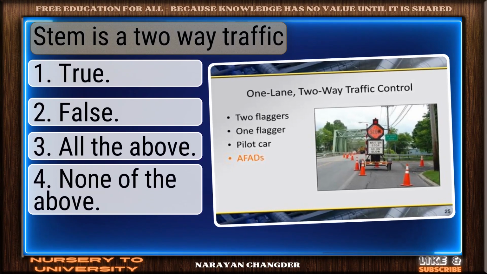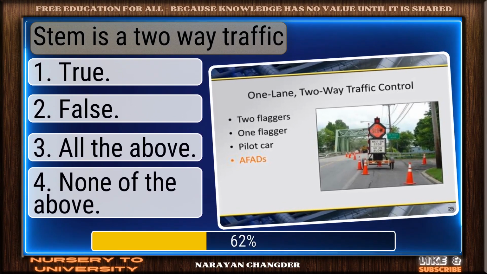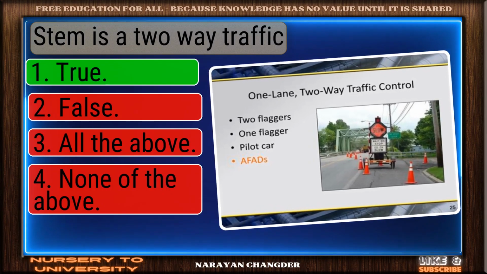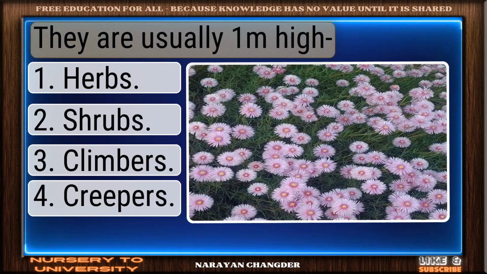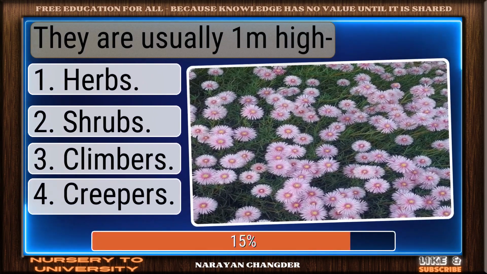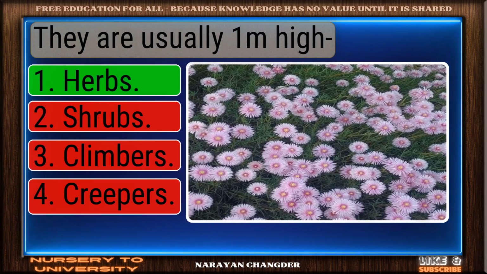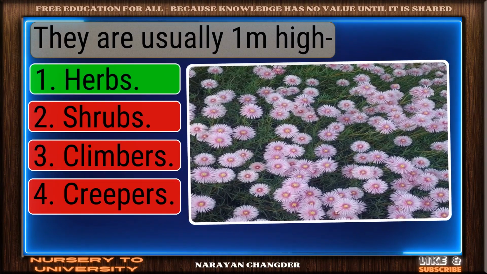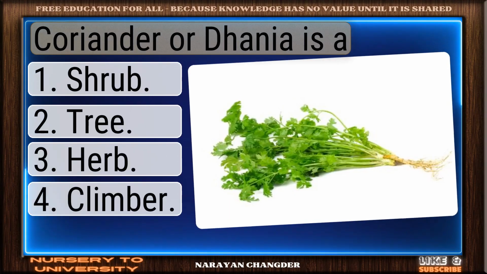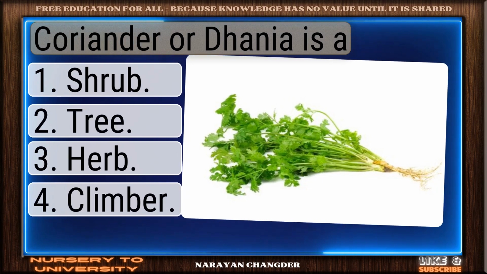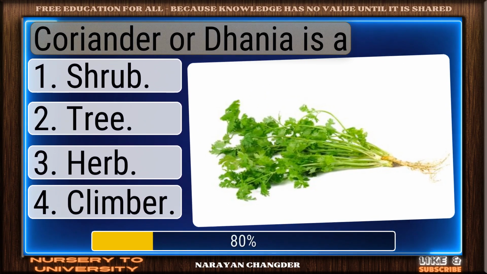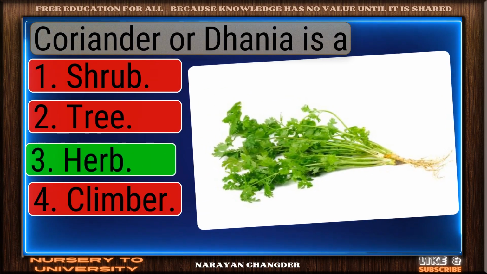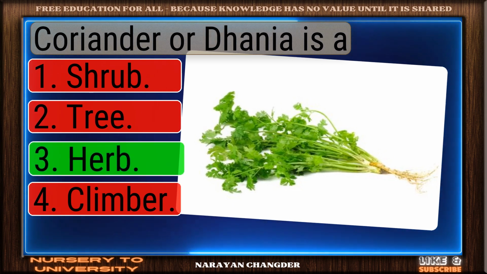Stem is a two-way traffic. Excellent choice. True is the right answer. They are usually 1 meter high. Smart move. Herbs is an accurate answer. Coriander or dhania is a... Great thinking. Herb is the right choice.